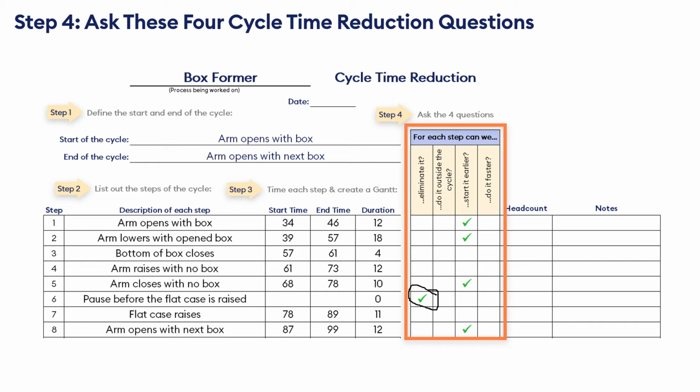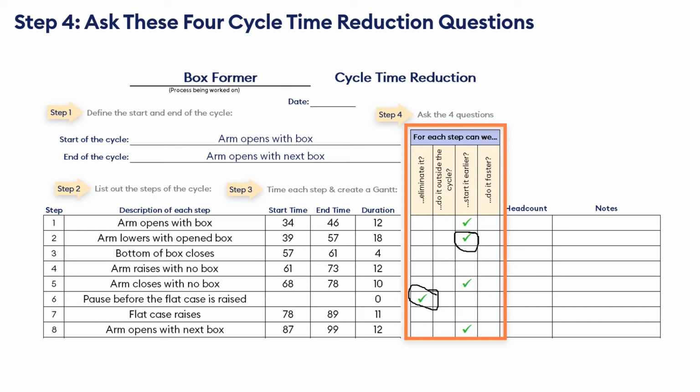The next opportunity they identified was this one here, which was that the step of the arm lowering could actually be started earlier. So rather than waiting until the arm had opened all the way up before beginning to lower it down, they advanced the lowering of that arm so that the arm opened and lowered at the same time.